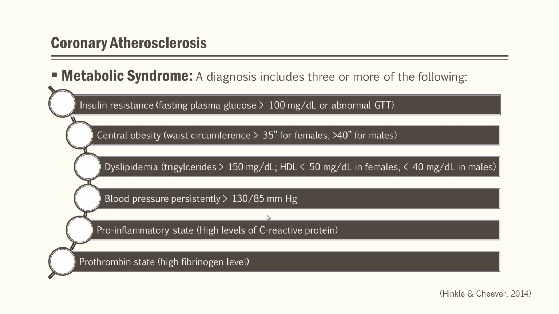Keeping your blood pressure under 130 over 85, which is not high at all. Keeping your pro-inflammatory state down, so it's not just because of some kind of disease process or injury that you might have an inflammatory state, but also being overweight, being stressed, not getting enough sleep, and not eating the right diet, those things can also cause a pro-inflammatory state. And then high fibrinogen level is a fairly new thing added to this metabolic syndrome. So any of these 3 or more can predispose somebody to having coronary artery disease.